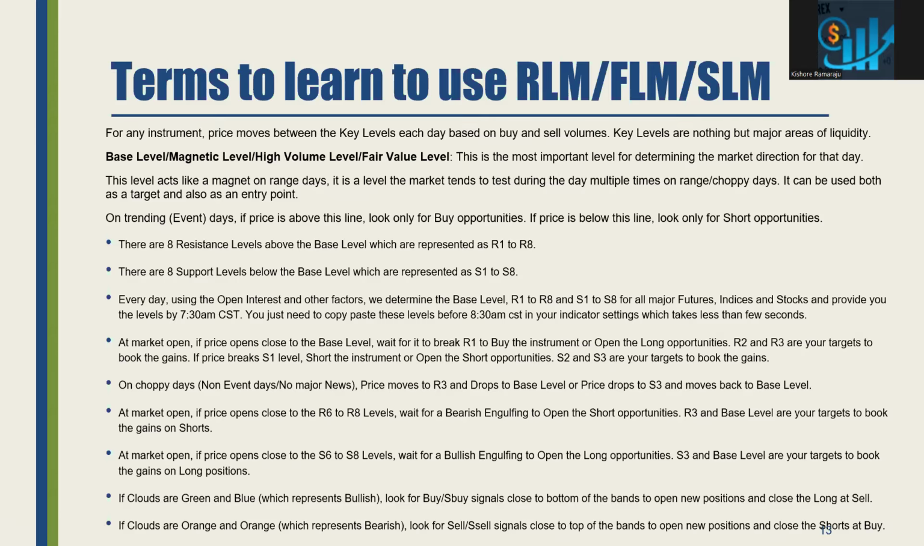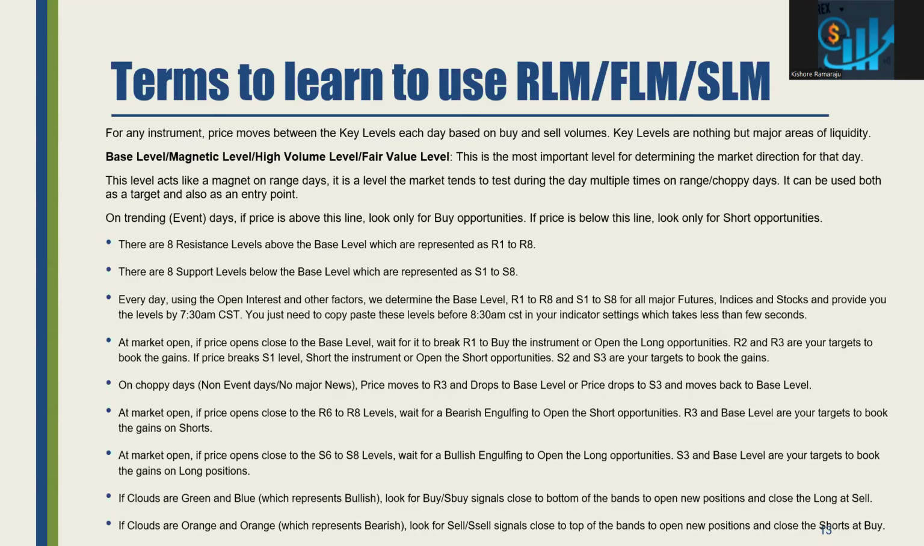Then generally above this fair value level or magnetic level, you have 8 levels which are called resistance levels, right? R1, R2, R3, R4, R5, R6, R7, R8. For example, 101K is your R1, 102 is your R2, 103 is your R3. Let us say 110K is your R8.